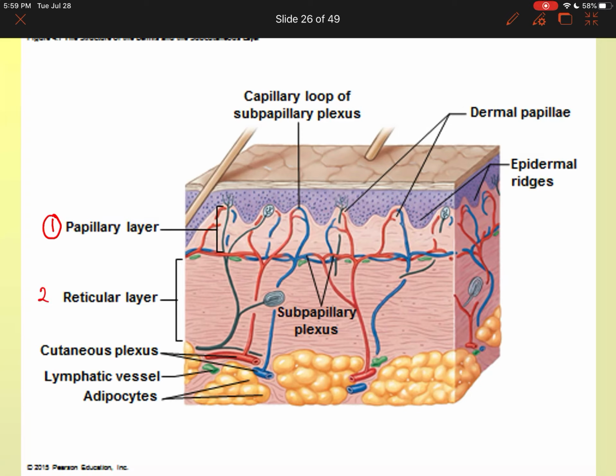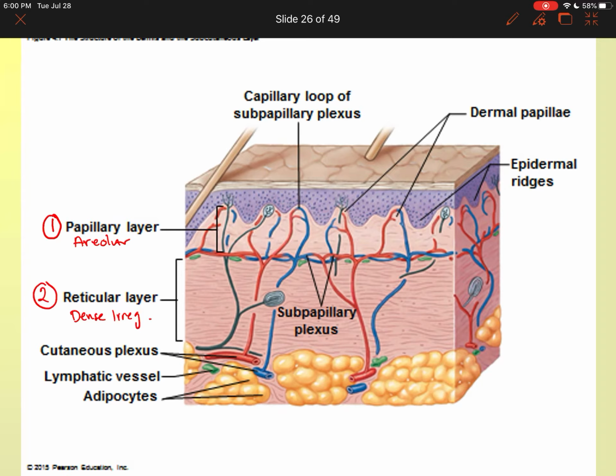And then the second layer, which is the thicker 80% of your dermis, is the reticular layer, which is your dense irregular connective tissue. So again, the papillary layer is areolar and the reticular layer is dense irregular. Remember that the dense irregular connective tissue is the collagen fibers running in different directions that help to add that resistance and strength to skin. Your skin also has elastic tissues in it, but the collagen is what really gives the skin its bulk and its strength and resiliency.